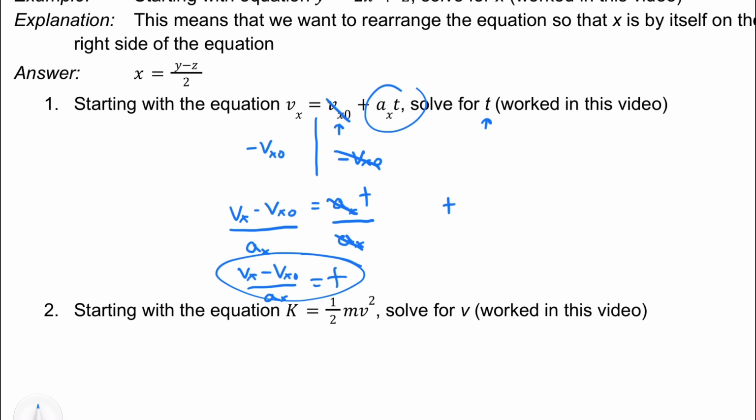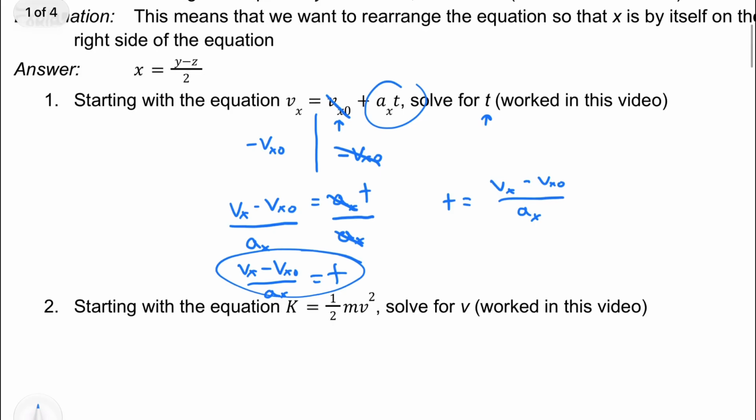If we wanted to, we can put our variable that we've isolated over on the left side, and it would be the same equation, just look slightly different with the t over on the left side rather than on the right side. So either of those are acceptable.